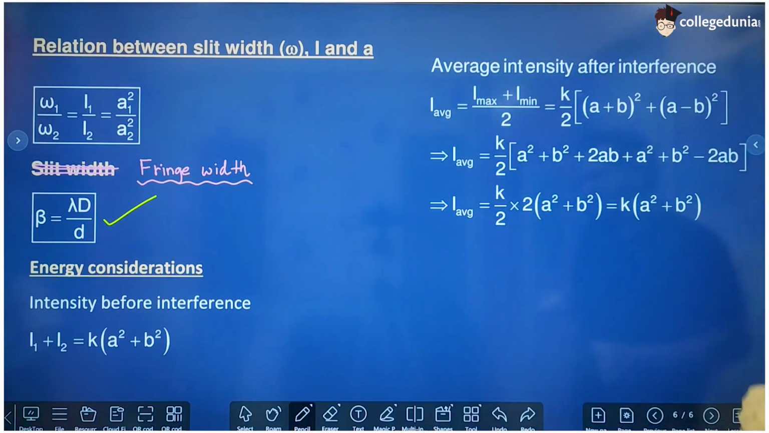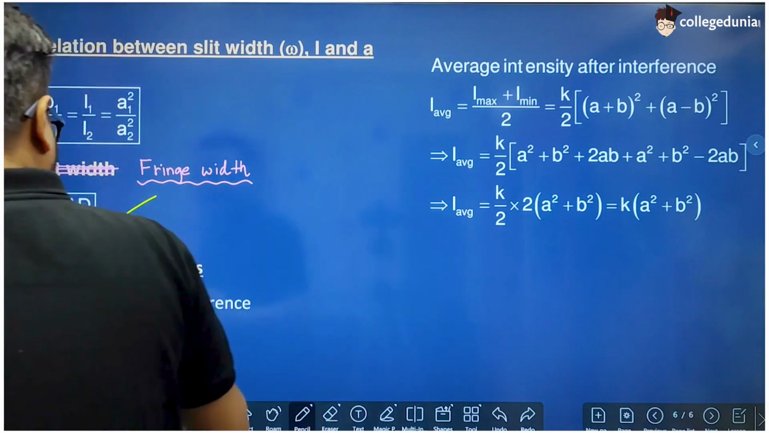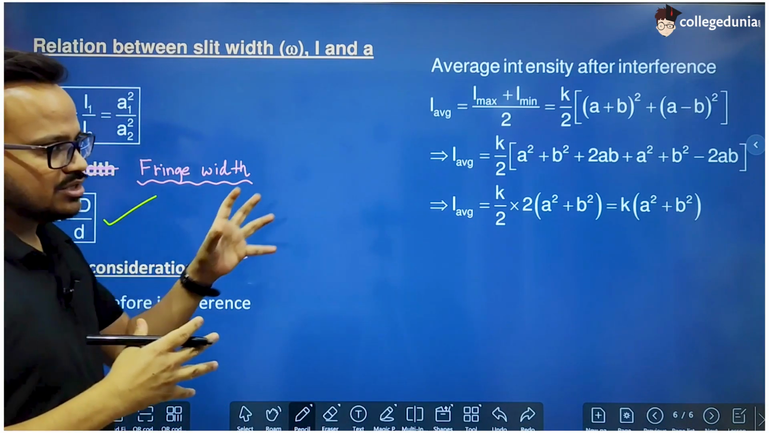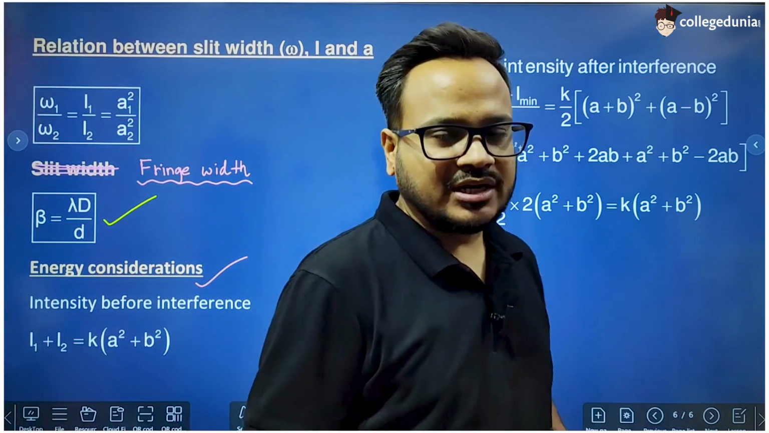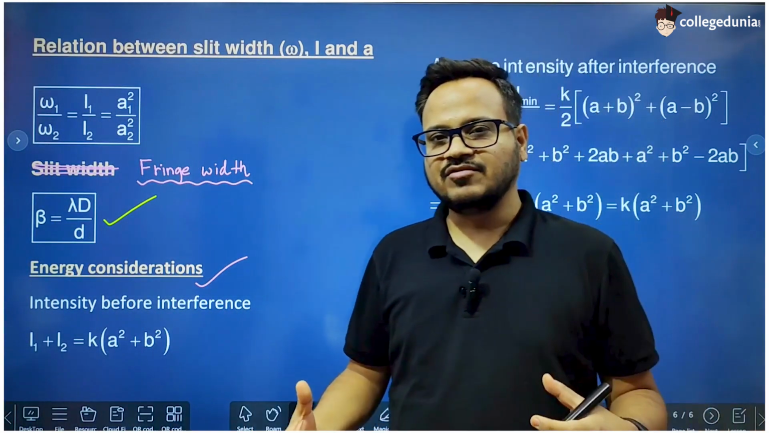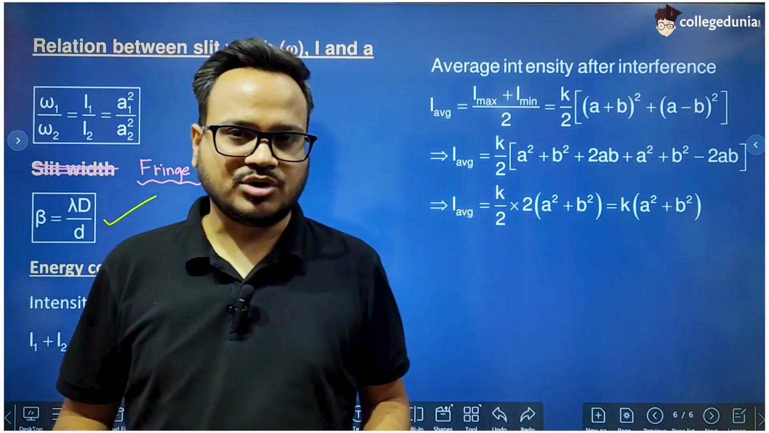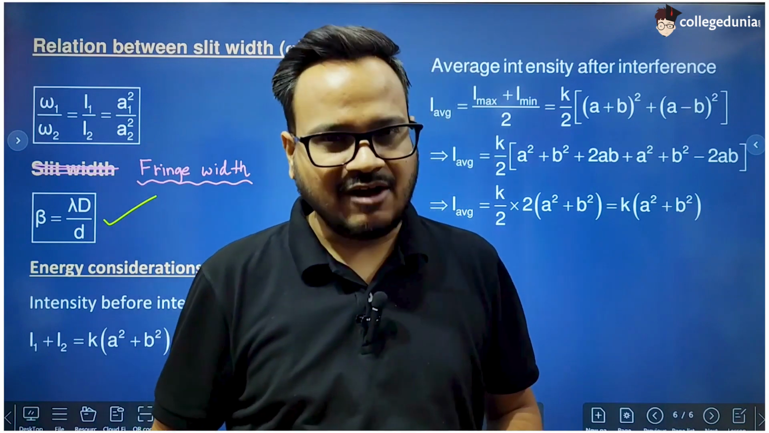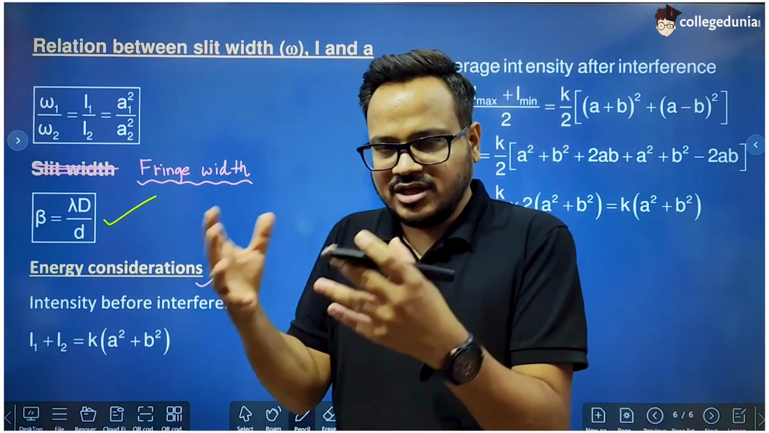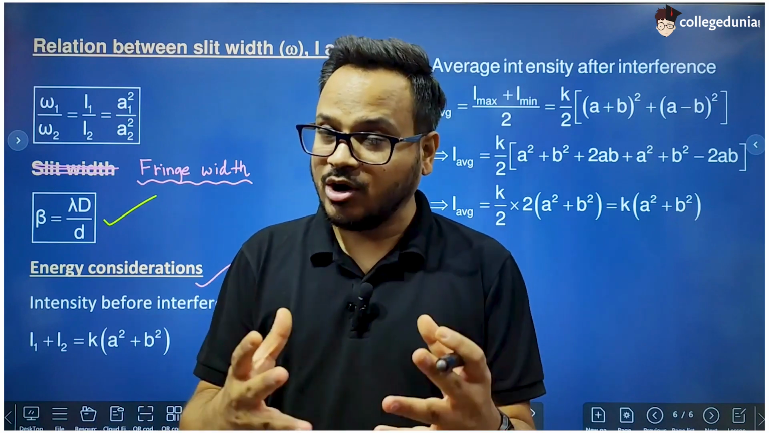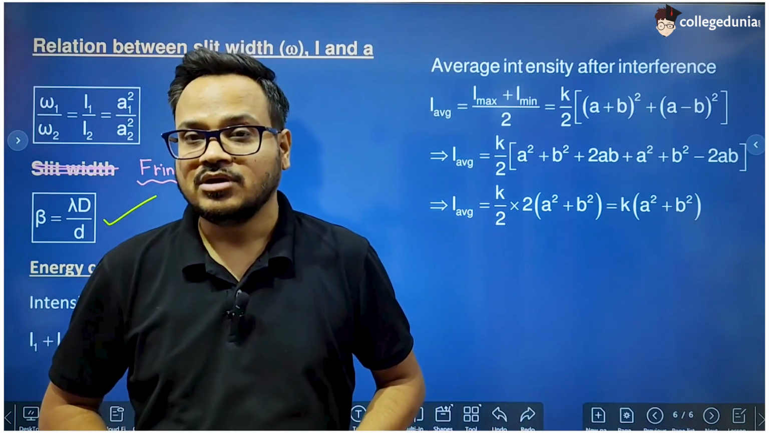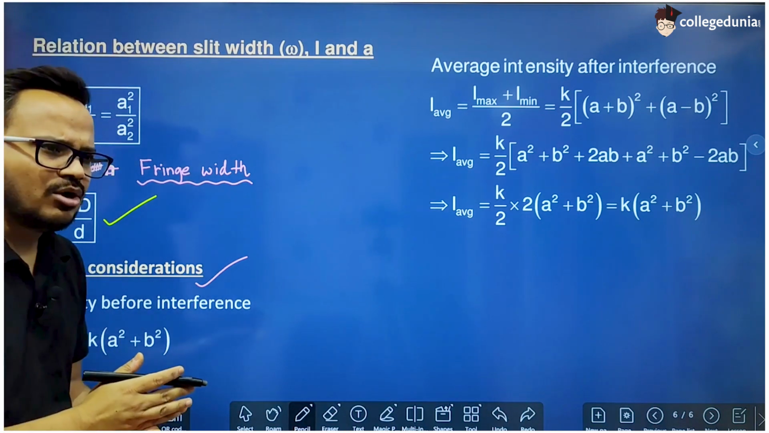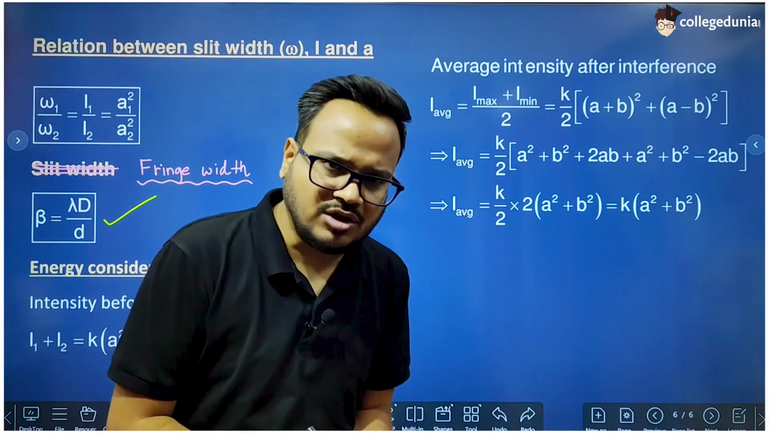Right? Okay. There is one important point to be noted, which is energy consideration. There is a small derivation in which we show that the total energy remains conserved. The energy is just being redistributed. Before the interference, the energy was uniformly distributed, and after the interference, there is a non-uniform distribution of the energy. But overall, the total energy remains same. So the total energy before interference was what? By energy, we mean intensity. Obviously, intensity is a way to measure the energy of a wave.